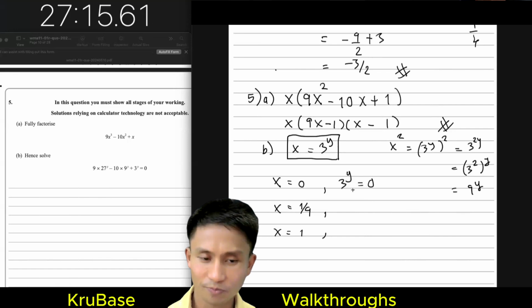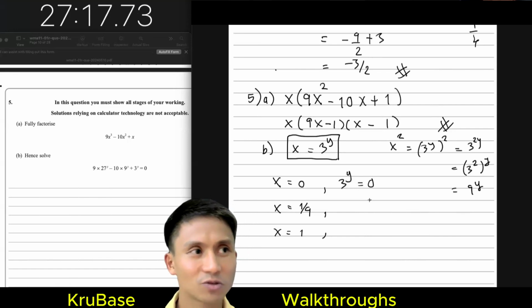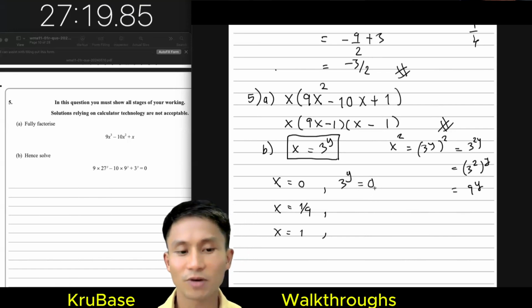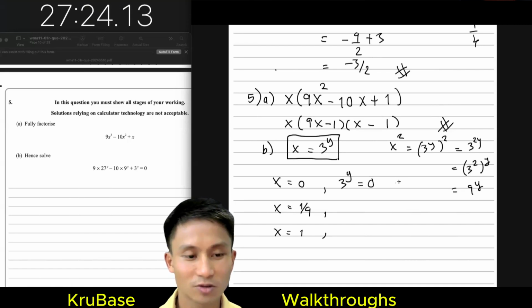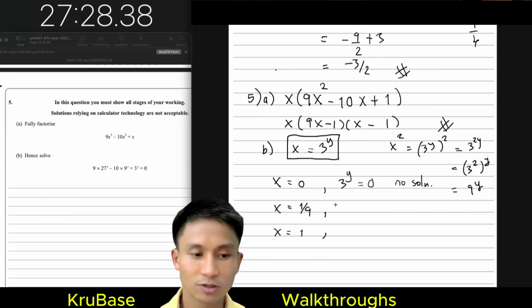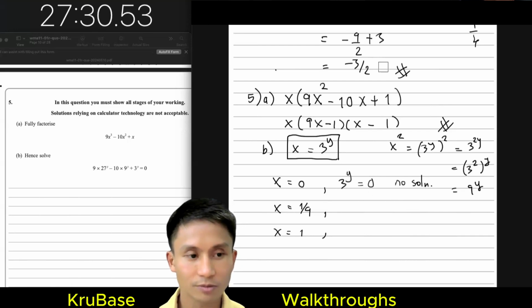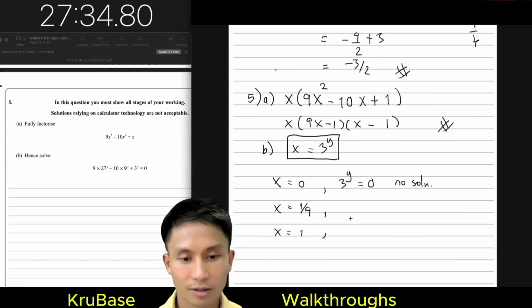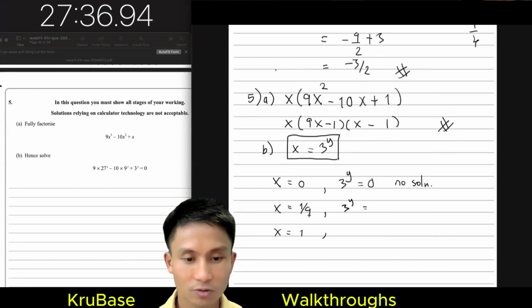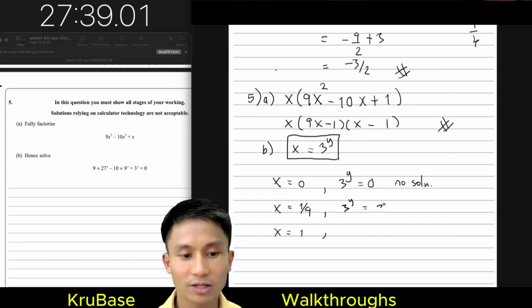Is that possible, right? 3 to the something gives you 0. That is not possible for exponential, right? It's not possible, so this is no solution. Okay, no solution for that. I'm just going to delete this out first. And then this one, 3 to the y equals, well, 1 over 9 is 3 to the minus 2.